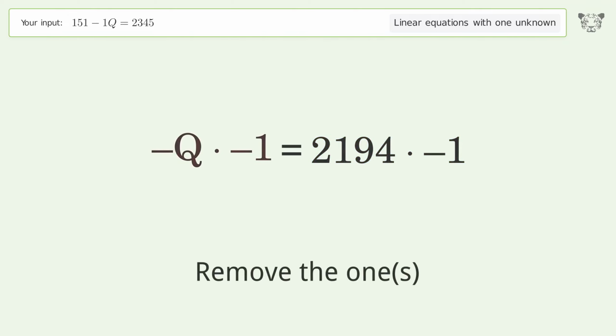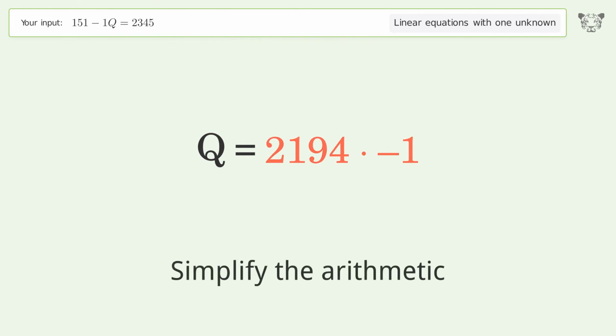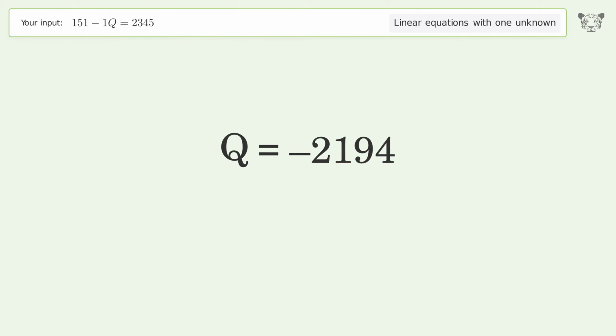Remove the ones. Simplify the arithmetic. And so the final result is q equals negative 2194.